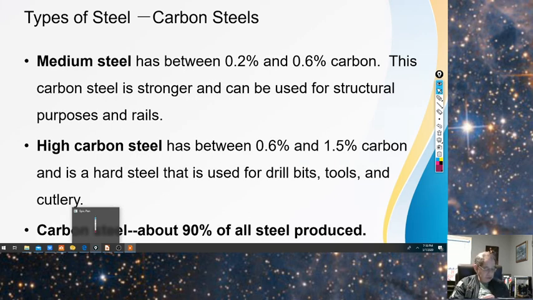Know what medium steel is? Medium steel. Know what high carbon steel is? High carbon. Sorry about that. Kind of losing it here. Getting tired.